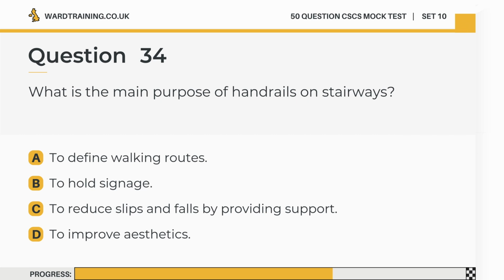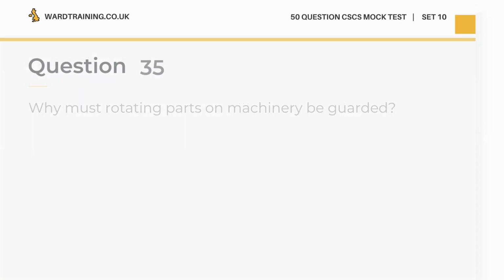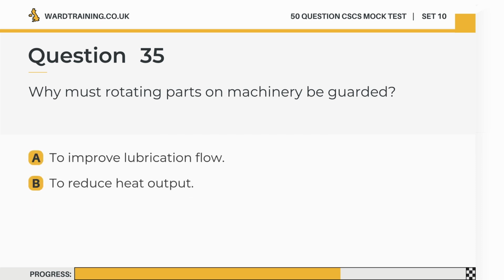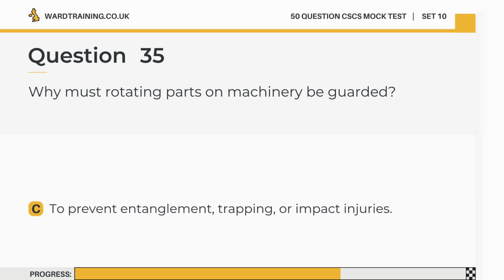The correct answer is C. To reduce slips and falls by providing support. Question 35. Why must rotating parts on machinery be guarded? A. To improve lubrication flow. B. To reduce heat output. C. To prevent entanglement, trapping, or impact injuries. D. To help with cleaning schedules. The correct answer is C. To prevent entanglement, trapping, or impact injuries.